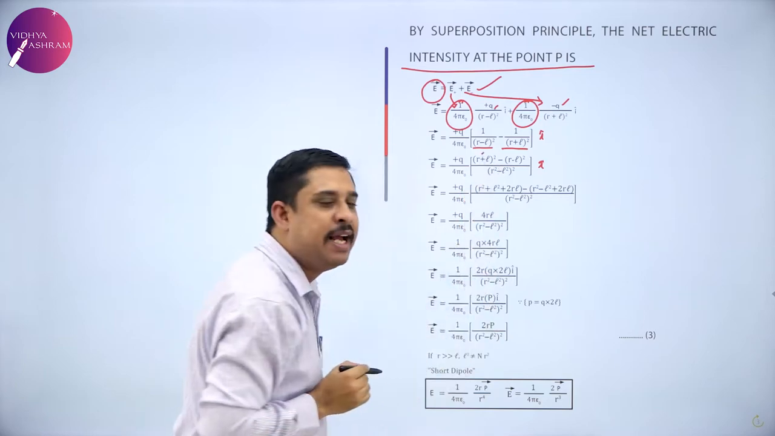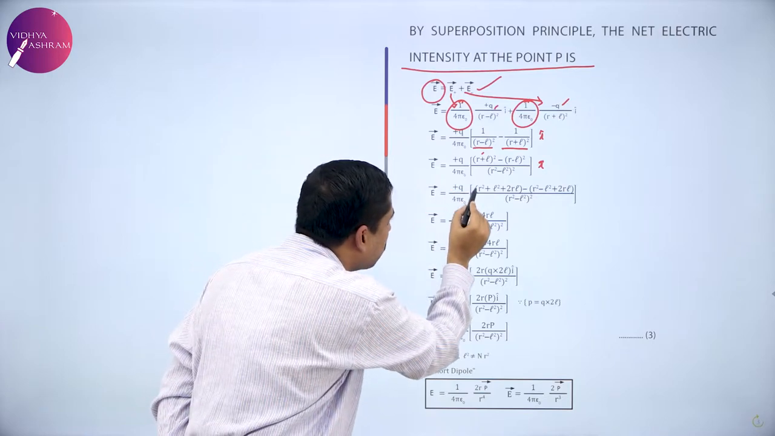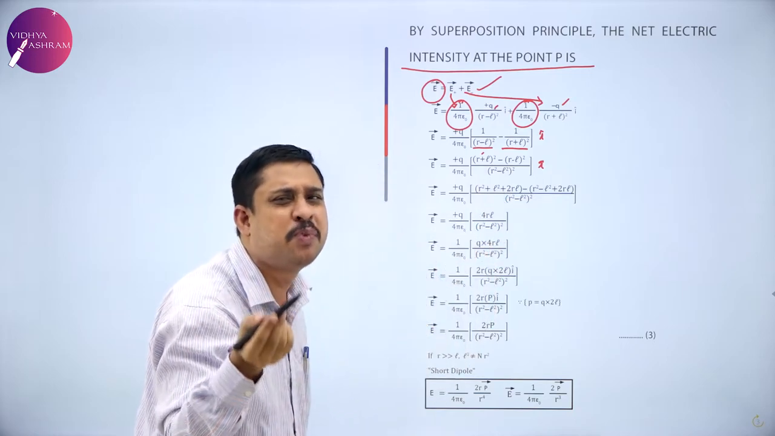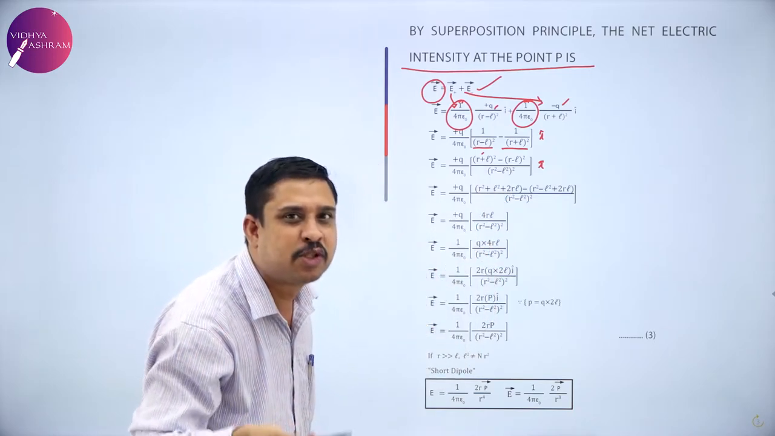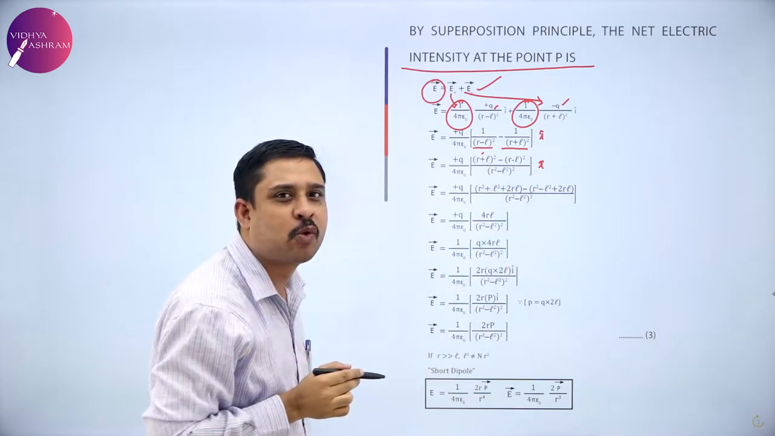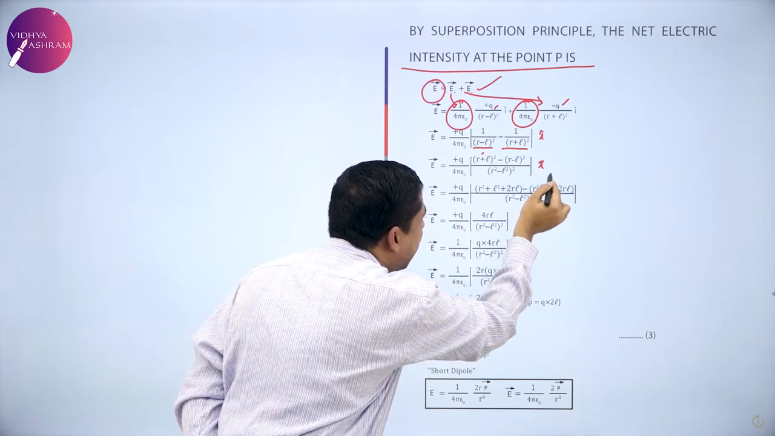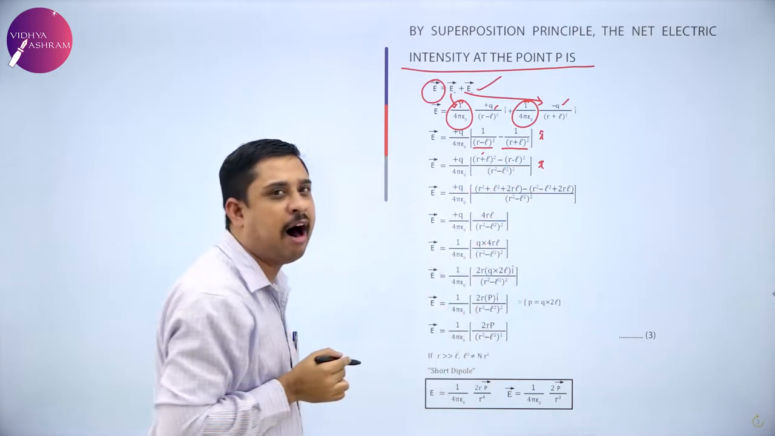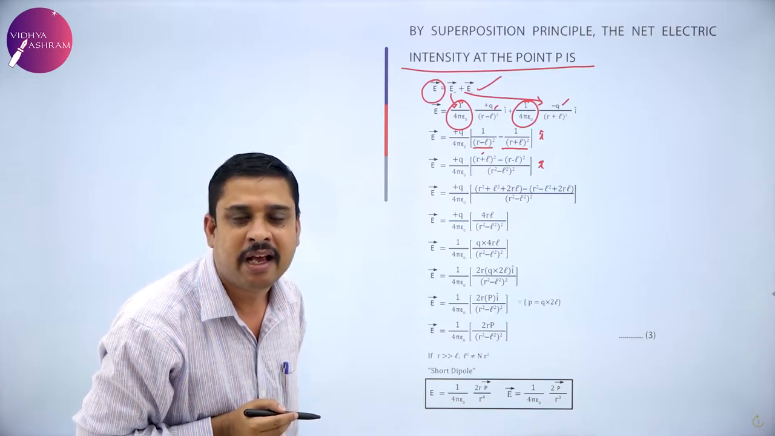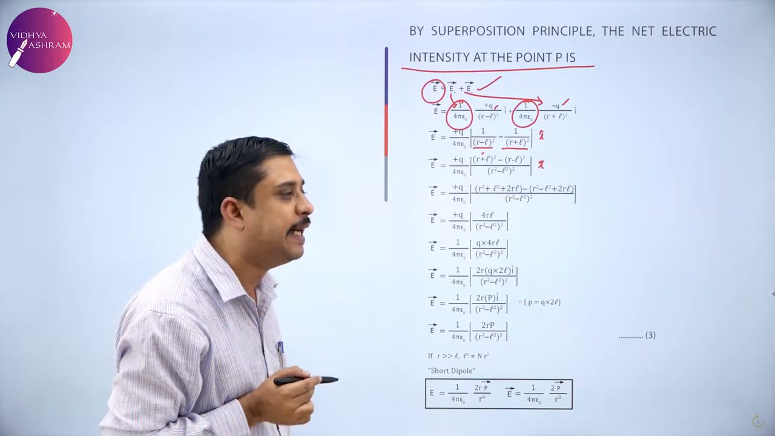Expand the first term. It is of the form A plus B whole square, R square plus L square plus 2RL. A plus B whole square, A square plus B square plus 2AB, minus A minus B whole square, R minus L whole square, R square plus L square minus 2RL. So using the identity A plus B whole square and A minus B whole square, I have expanded the terms.